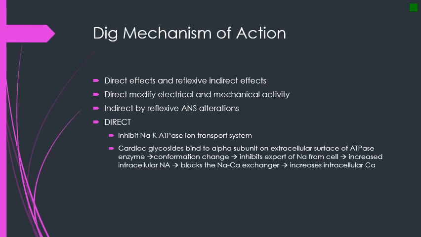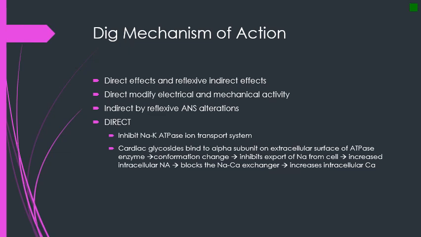DIG's mechanism of action is direct and indirect. The indirect effects are actually reflexive with some bradycardia. It causes the autonomic nervous system to have some vasoconstriction and reflexive bradycardia, and we're going to talk more about that with the next slide.